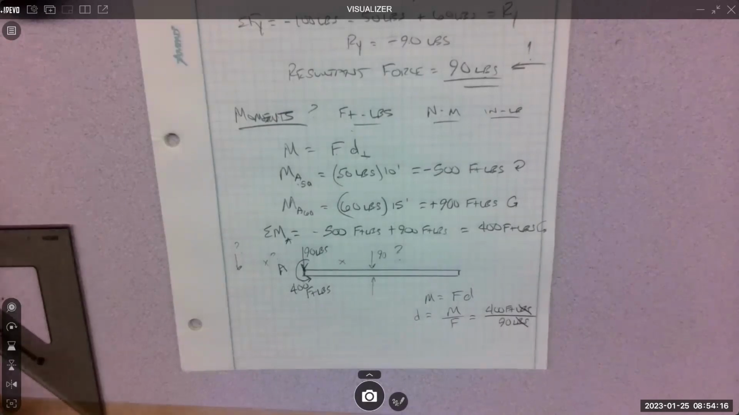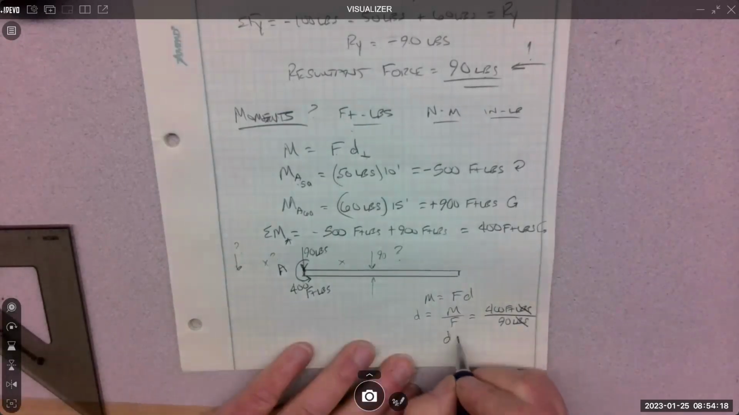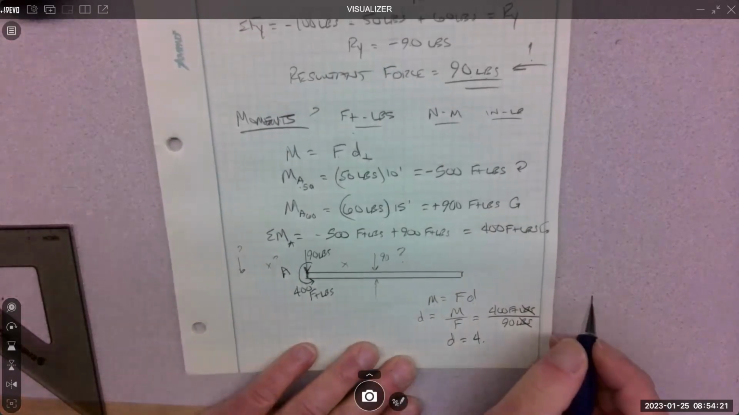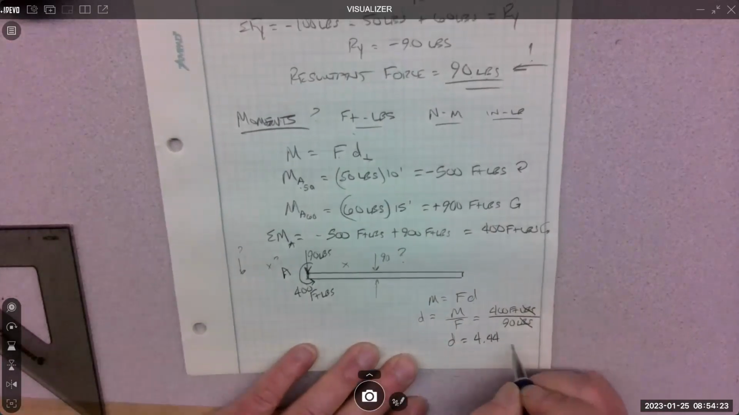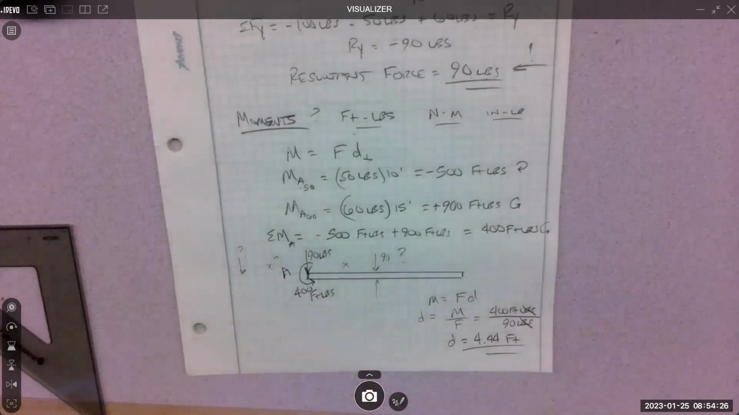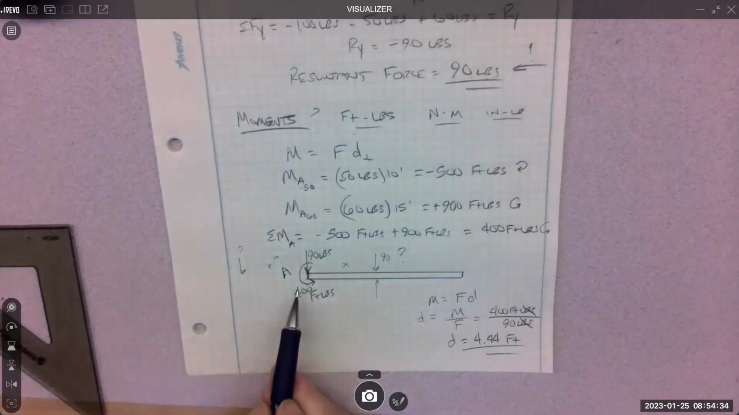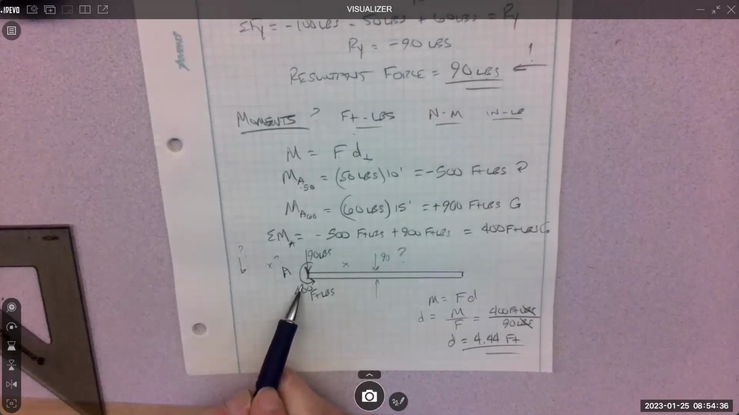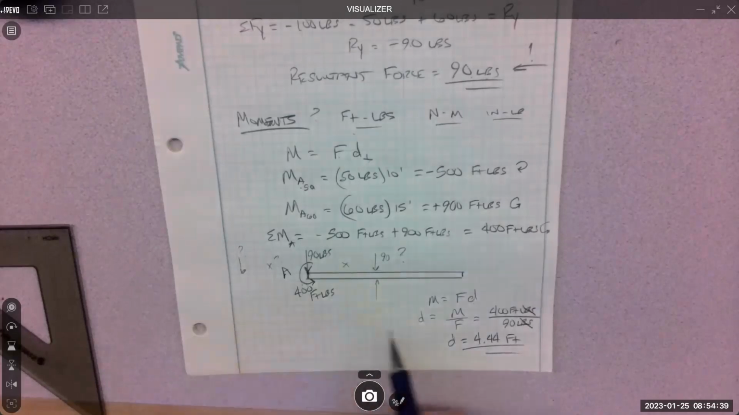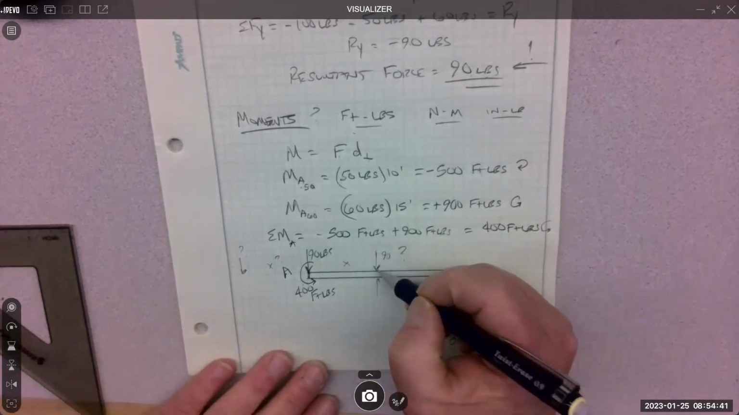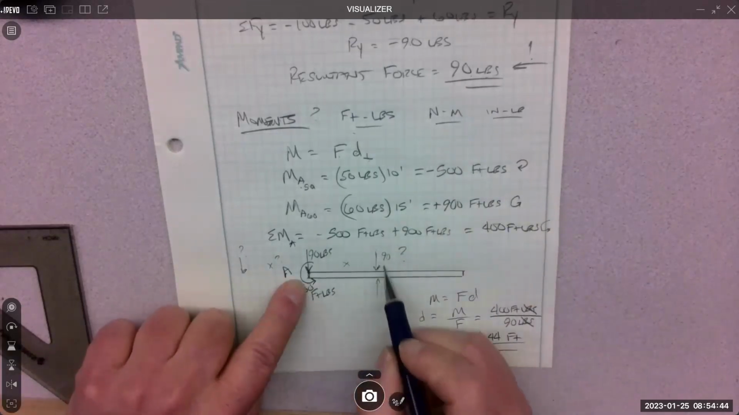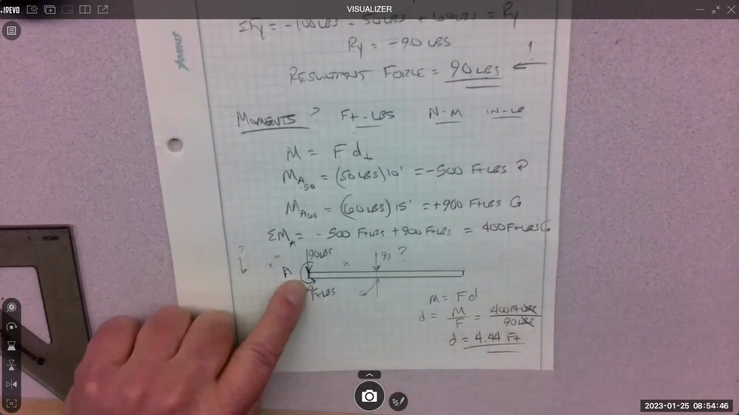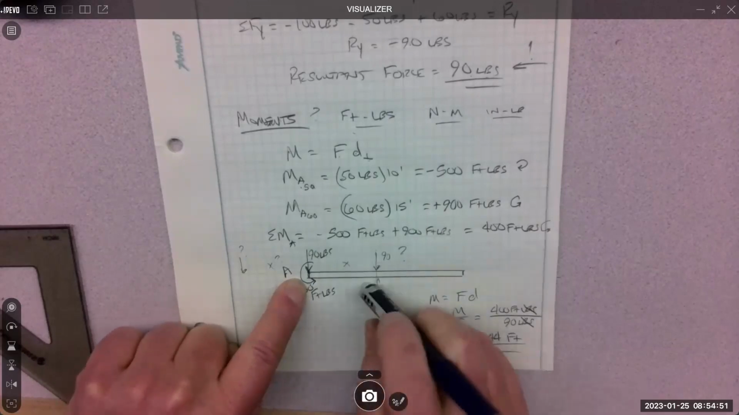400 divided by 90 is 4.4444, point, lots of fours, feet. That's how far away it is. But I need to create that rotation. Right? My force. So if I put it here pointing down, does it create that rotation? No, looks like it opposes it. And in this case, I need to create it. I need to have that same rotation. So it's not up there.